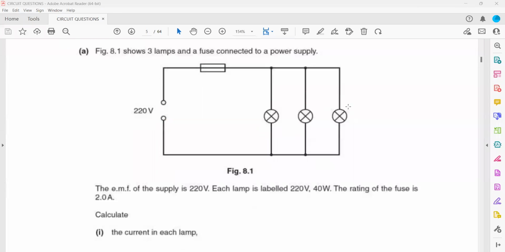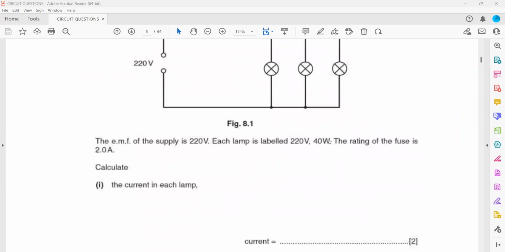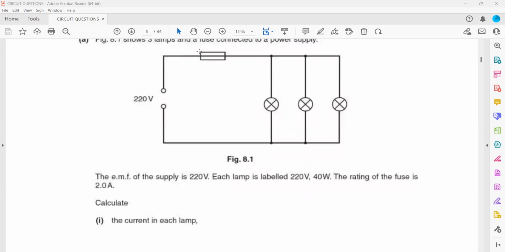In the question, the electromotive force, the EMF, means the chemical energy is converted into electrical energy. Each charge carries 220 joules, that's called EMF. Each lamp is labeled 220 volts and the power is 40 watts. The rating of the fuse is 2 ampere, meaning maximum it can allow 2 ampere. We have to calculate the current in each lamp.